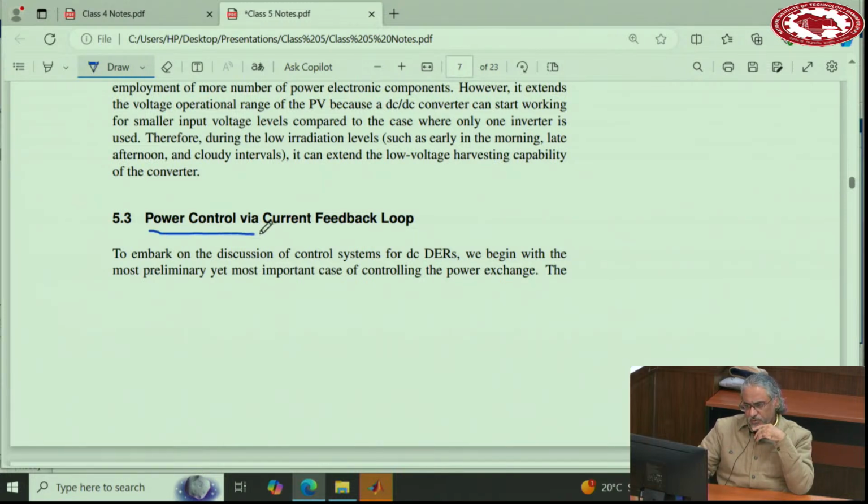Okay, power control. This is really the common approach of looking at this problem. Power control via current feedback loop. So we want to control power, that's the objective. However, we do that through a current feedback loop. And the reason we do it through a current feedback loop is because this gives us the flexibility to limit the current. If you don't do that, you will have a hard time limiting the current. So this is really the most common approach.